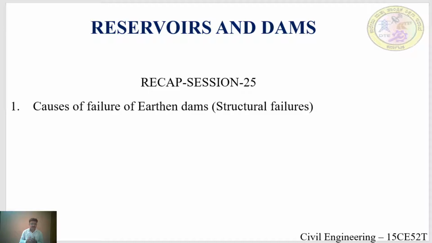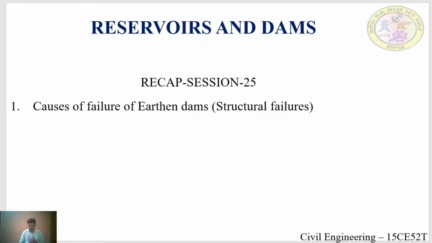The structural failures which may cause the failure of an earthen dam are: first, sliding of upstream and downstream slopes; second, liquefaction slides; third, damage caused by burrowing animals; fourth, damage caused by water soluble materials; fifth, damage caused by earthquake; and sixth, slope protection failure. We have also seen two pictorial representations of the causes of failure of earthen dams.